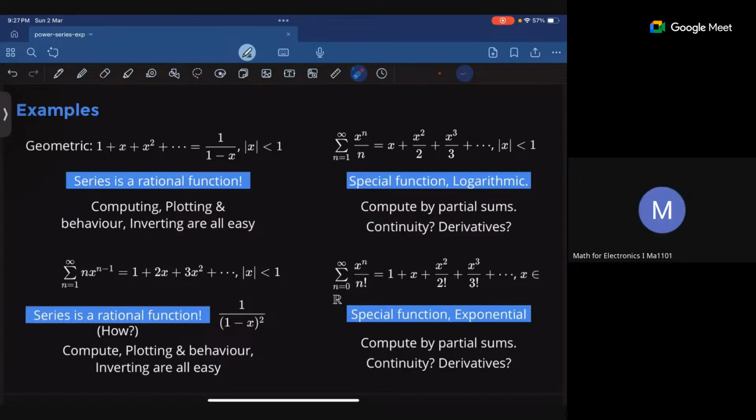Okay, sir. Okay. Yeah. So you try it out. Just use the differentiation rules that you know, you try it out, you'll get this.